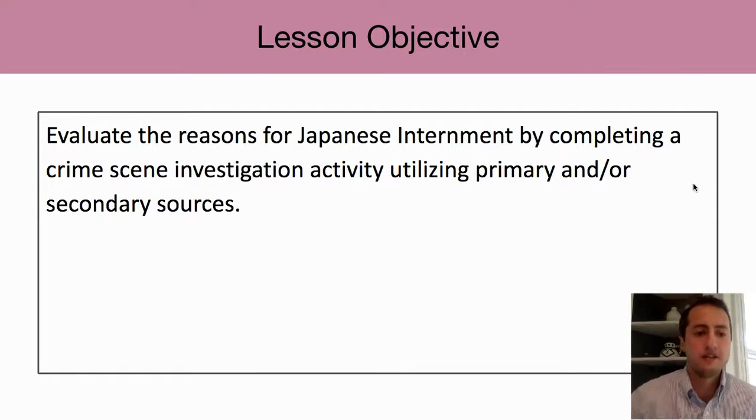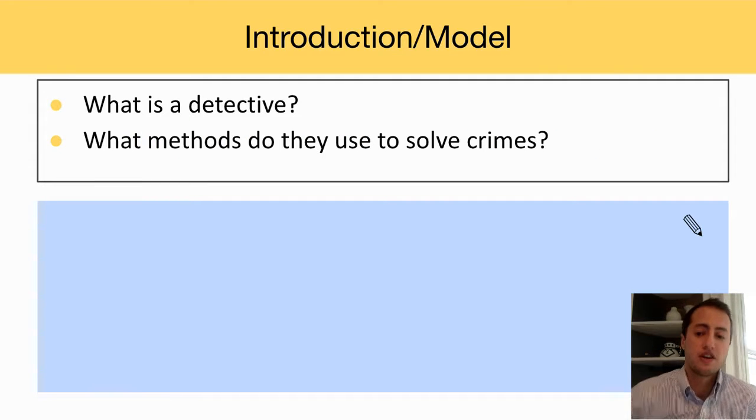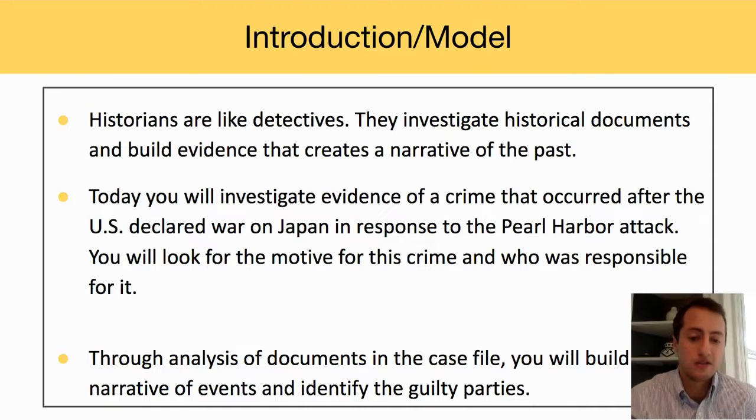The lesson objective is that they will evaluate the reasons for Japanese internment by completing a crime investigation activity utilizing primary and/or secondary sources. It starts off with a little hook question to talk about detectives and what methods they use to solve crimes. Hopefully the students will incorporate those into their own work. Then it goes on to talk about the U.S. actions after the Japanese attack on Pearl Harbor. So students should be looking for motive and for who was responsible.